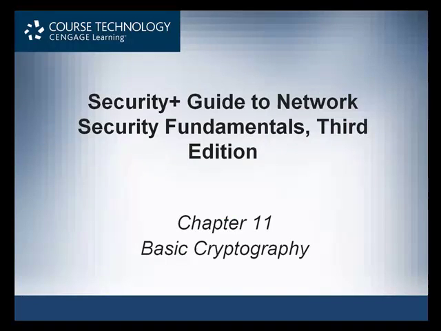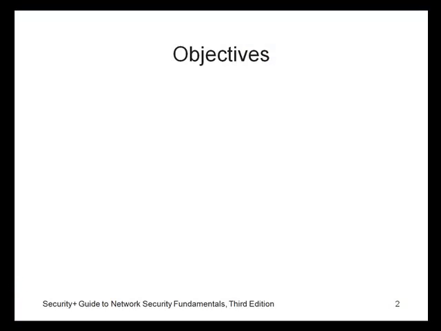Start out today, basic cryptography with the objectives: to define cryptography, again, back to week 1 of course 1. We've already kind of talked about this when you researched the CIA and the AAA: confidentiality, integrity, availability, and then authentication, authorization, and auditing.